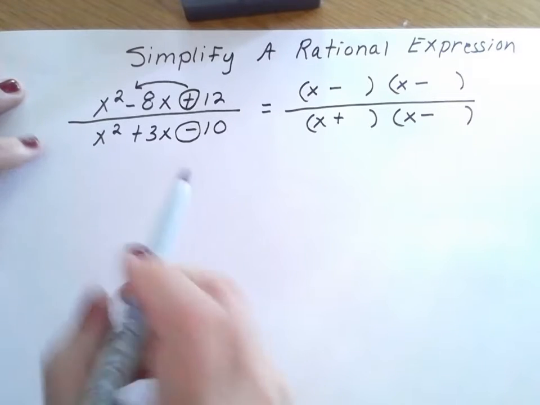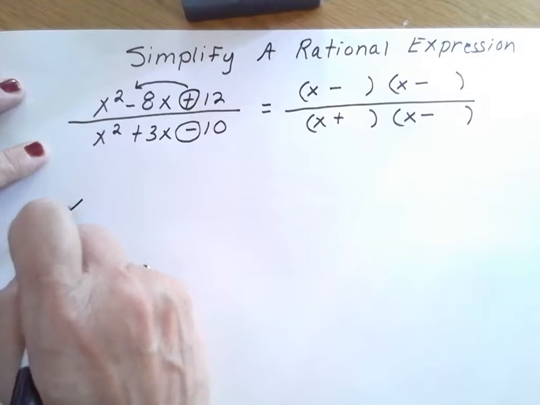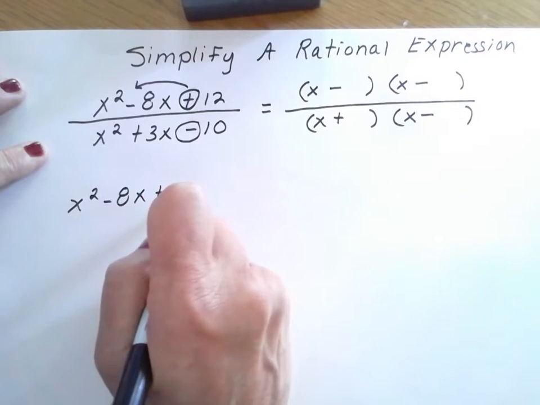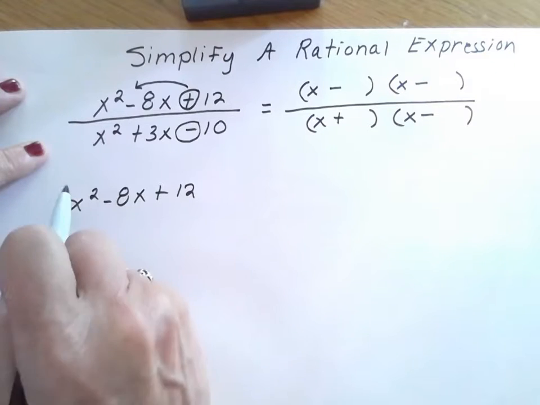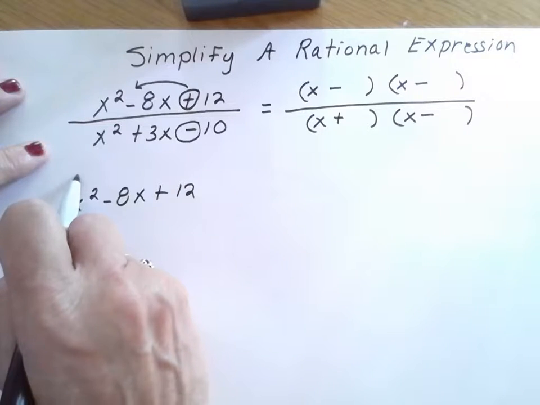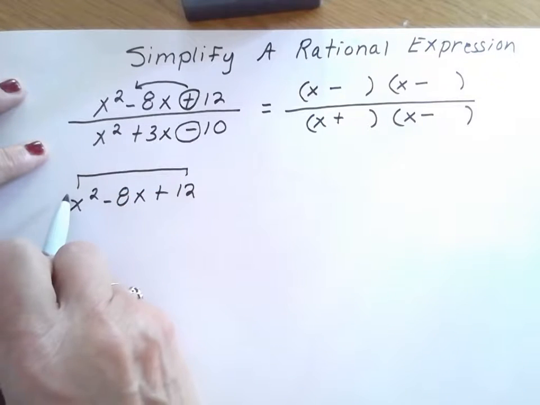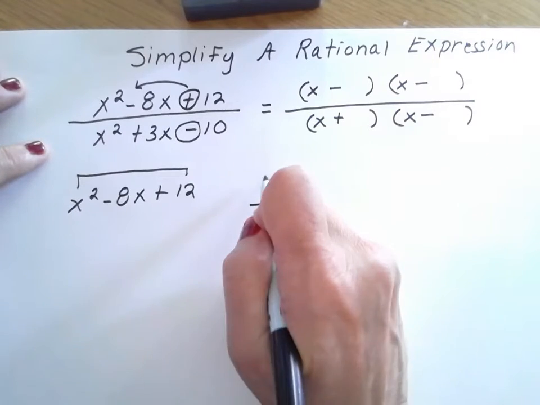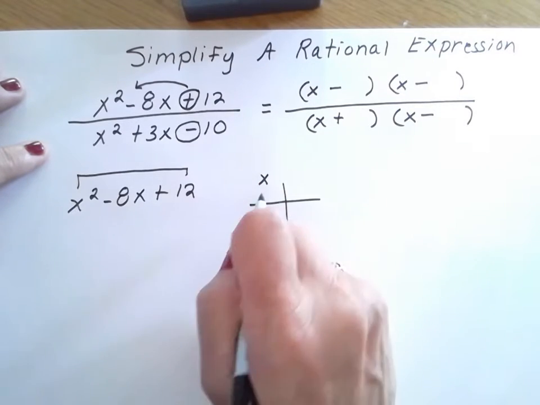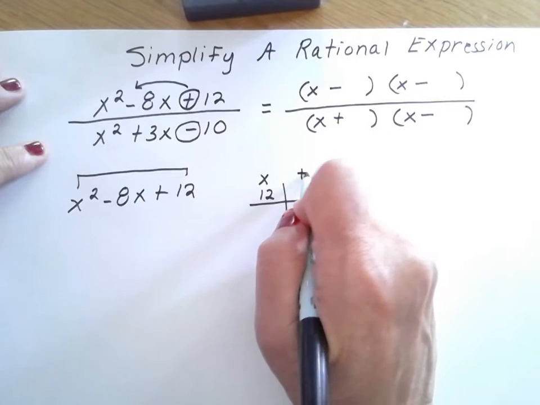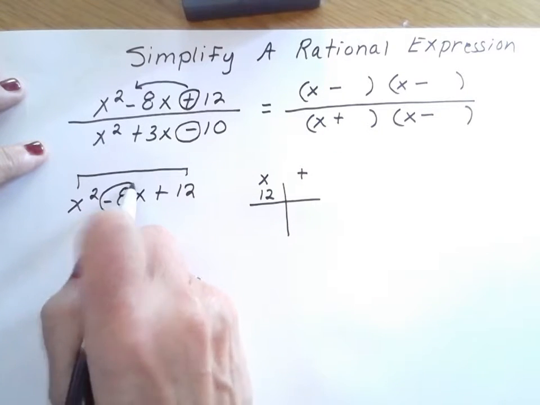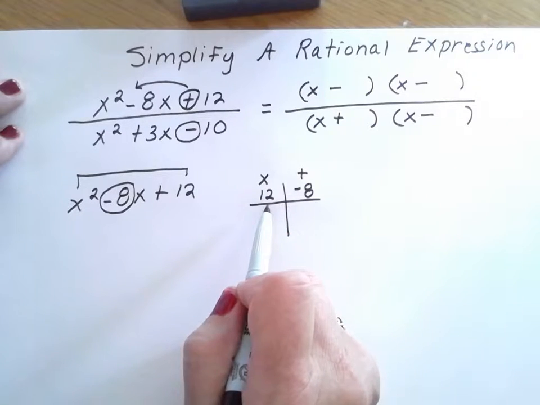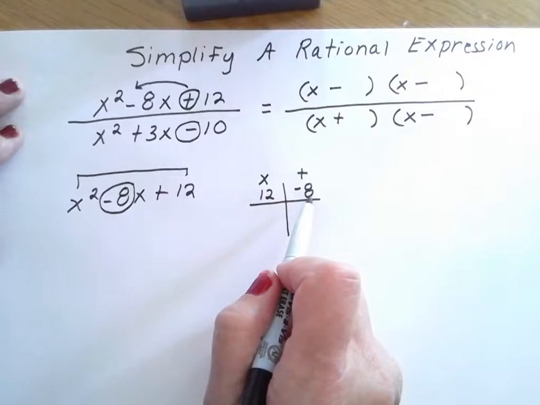Now to find the other terms, I'm going to pull out my trinomial in my numerator. I must find the product of a times c, which is going to be 1 times 12. I'm going to set up a graphic organizer. So I need the product of a times c, which is going to be 12, and I need the sum of what my b term is, which is a negative 8. Let's look at factors of 12 to see if we can find the sum of negative 8.